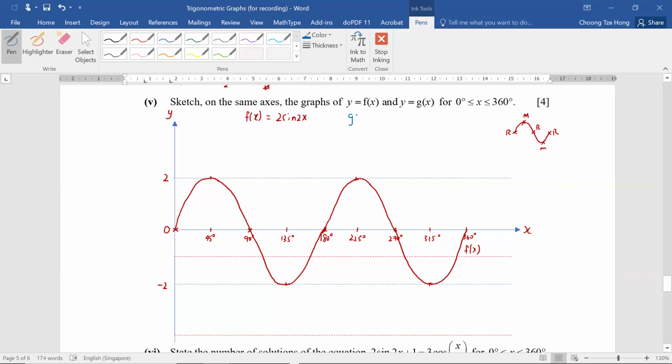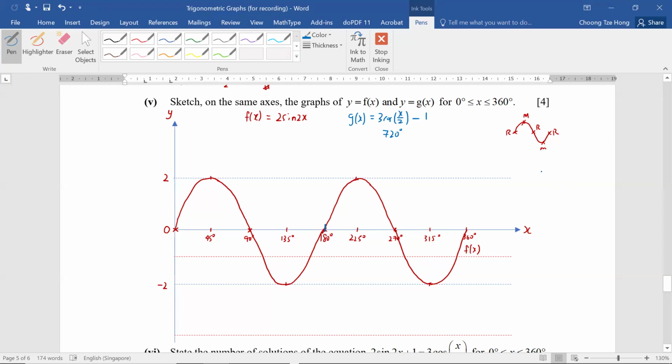So gx is 3 cosine x over 2 minus 1. If you recall, the period is 720, right? Which means that from 0 to 360, we only see half a wave. If I only see half a wave, then I just need to divide the interval 360 into 2 equal intervals. That means the important markings will now just be 0, 180, and then 360 degrees.